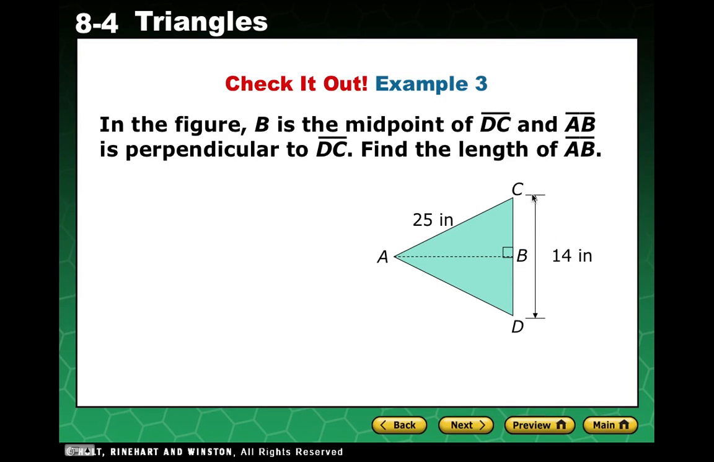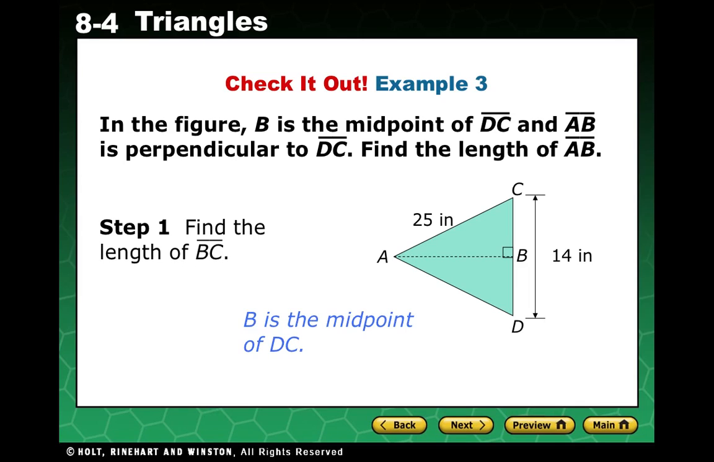Okay, similar problem. This whole distance is 14 inches. We know that B is the midpoint of CD. That means that CB is congruent to BD. And we'll find half of that 14. We get 7 inches. So CB is 7 inches. BD is 7 inches.